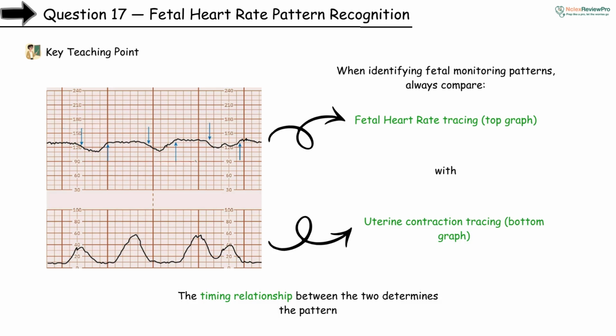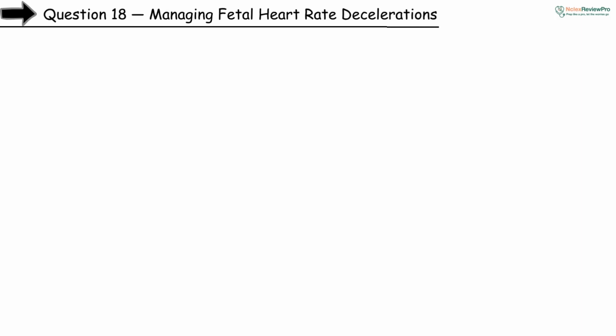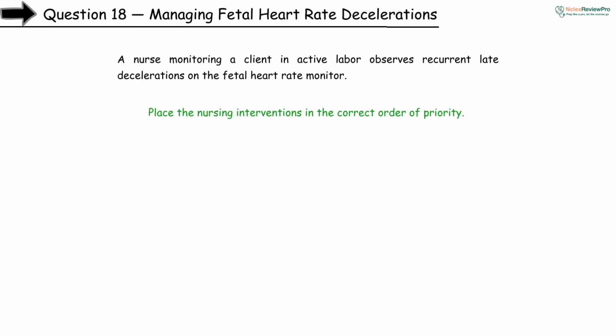Now let's move to the next question. Question 18, ordered response. All right, let's break this down. We have a client in active labor, and the nurse observes recurrent late decelerations on the fetal heart rate monitor. So right away, you should be thinking, this is a non-reassuring pattern. The fetus may not be getting enough oxygen. And the question is asking, place the nursing interventions in the correct order of priority.